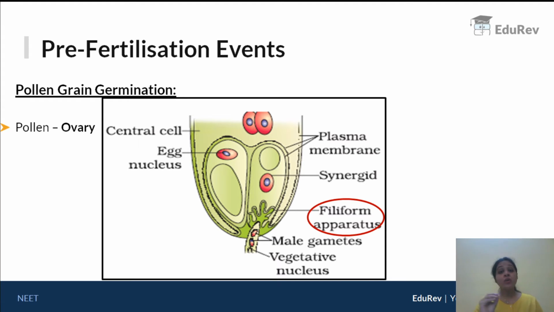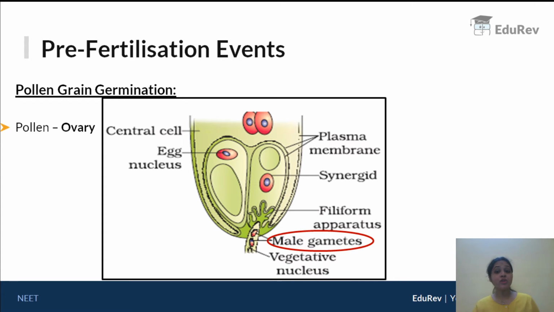Now, how does the filiform apparatus really help in the movement of the pollen tube? How does it take it upward towards the egg cell? Now, the answer is as simple as this. By allowing these finger-like projections, first of all, to help it move, okay, and secondly, by also degenerating on its own. So you will see that it will begin to degenerate after some time, okay.